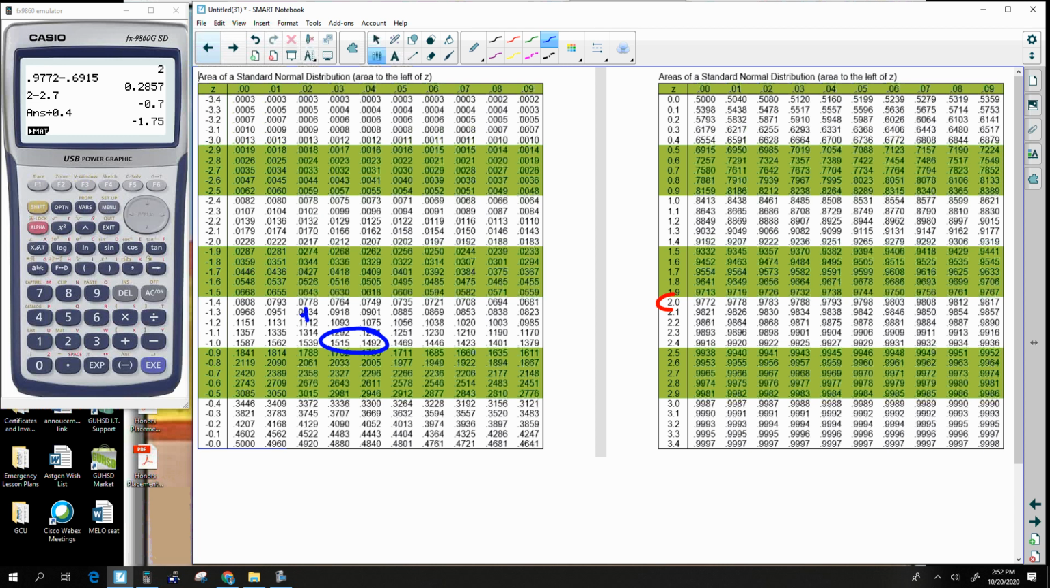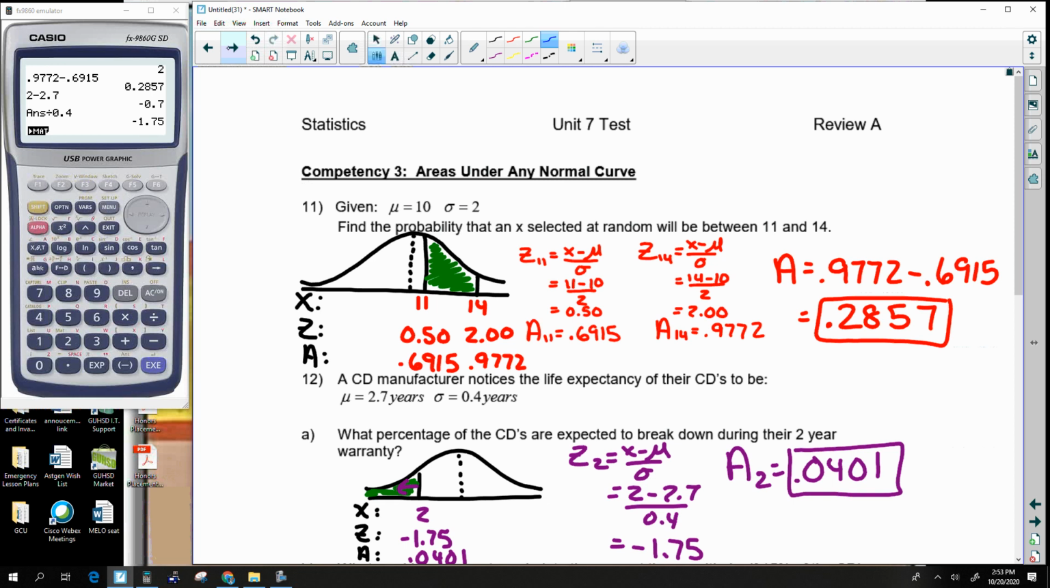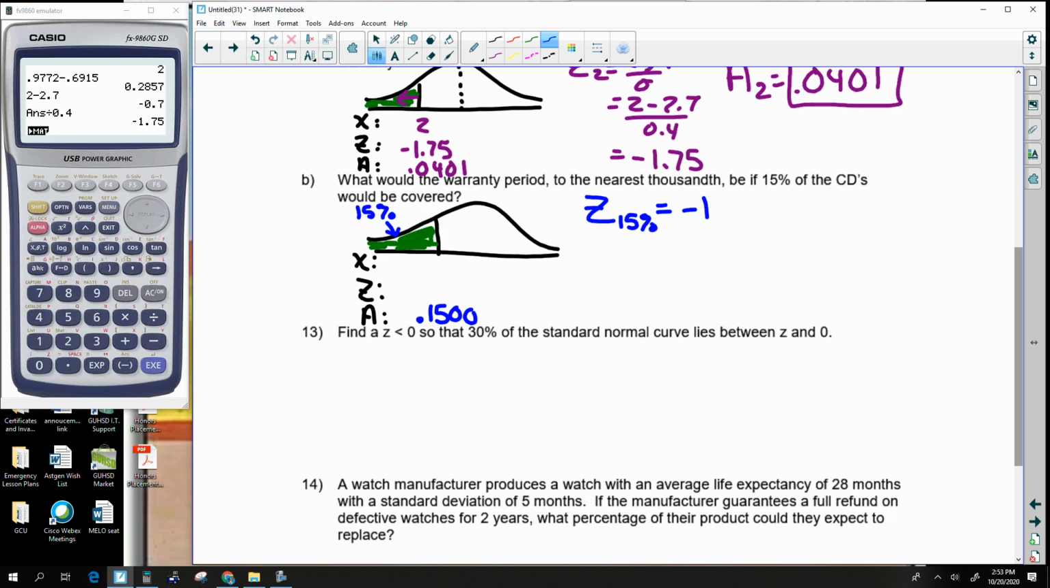I notice that 1515 is in essence 15 over, and 1492 is 8 under. So that implies that the 1492 is closer. So the 1492 is the 15% that in essence they're saying. So that's going to occur at negative 1.04. That is the Z-score. So I just took one major step in the correct direction.